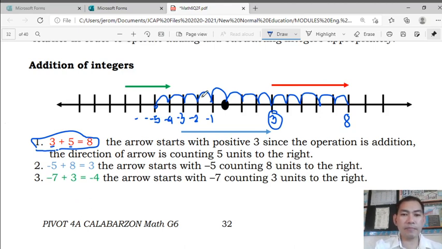Next, negative 7. So locate negative 7. So this one is negative 6. Then this one is negative 7. Plus positive 3 means 3 jumps. 1, 2, 3. So the answer is negative 4. Okay? So in using the number line, it's very easy to add integers. Okay?